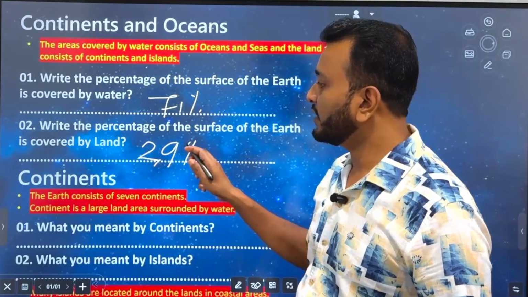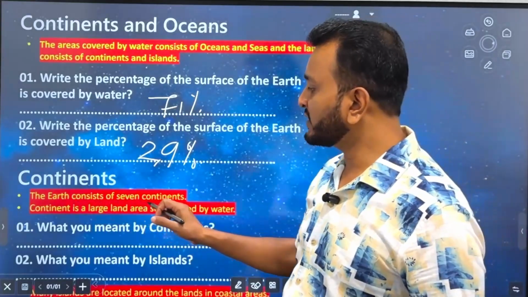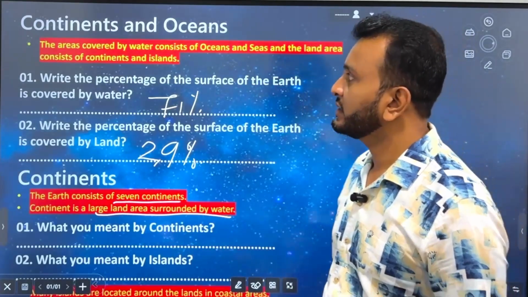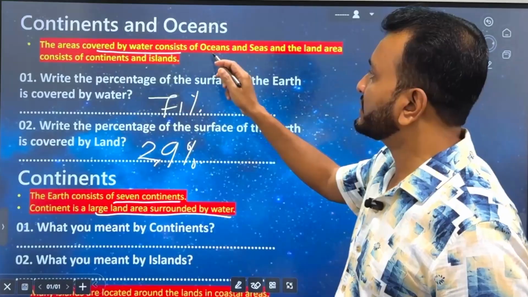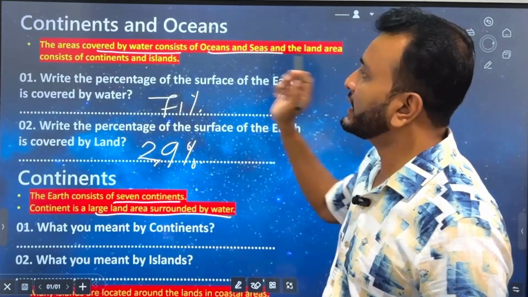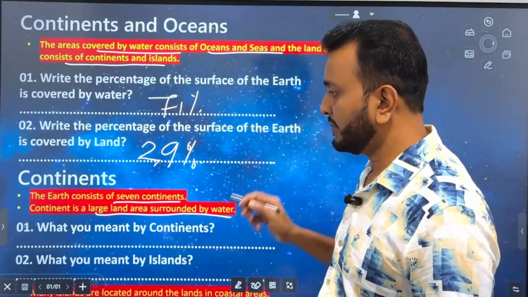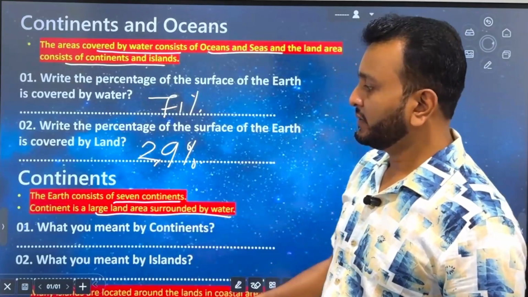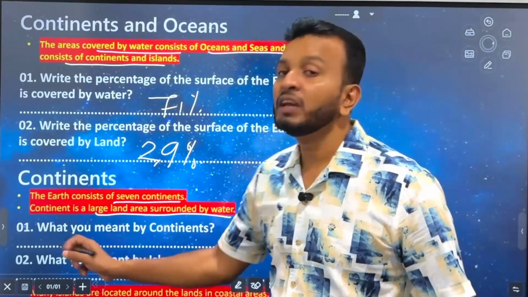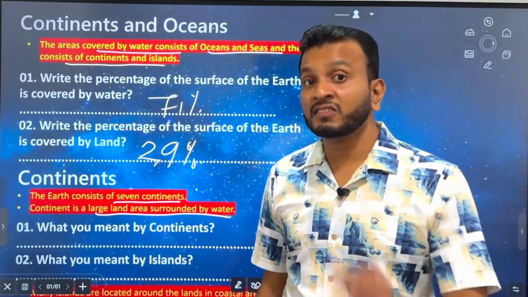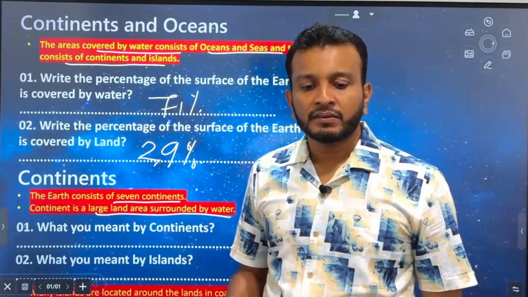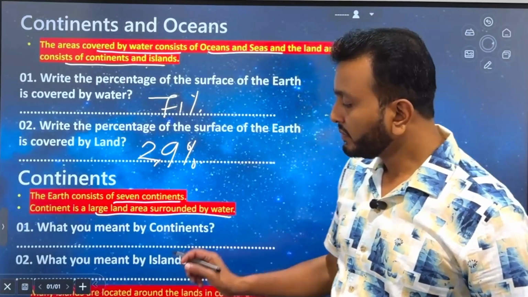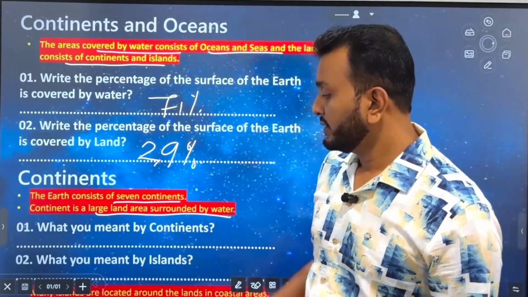Continents. The earth consists of 7 continents. A continent is a large land area surrounded by water. Here, the areas covered by water consist of oceans and seas, and the land area consists of continents and islands. What do you mean by continent? A continent is a large land area surrounded by water. Very large land masses surrounded by water are called continents. What do you mean by islands?